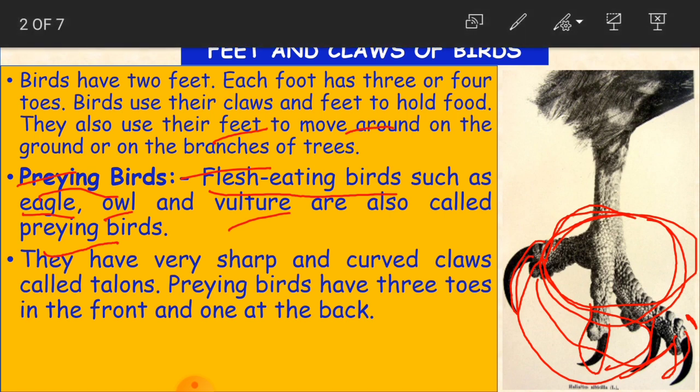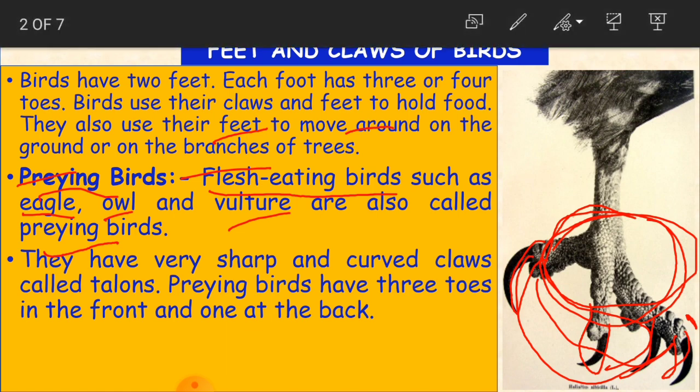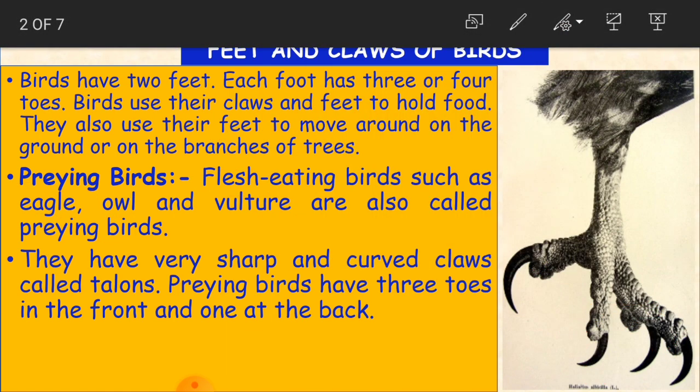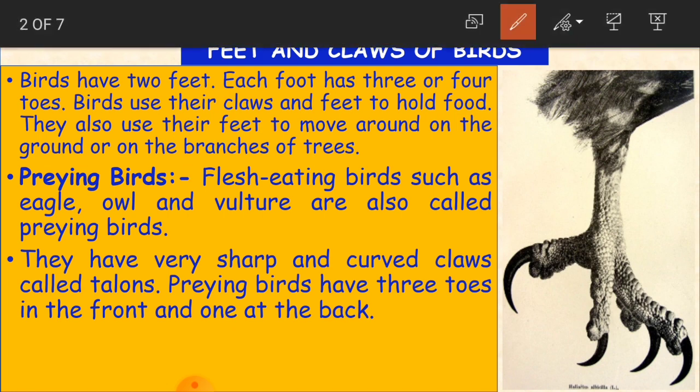Here, children, this is the claw of this preying bird. You can see it in the picture here. So how are they, children? They are very sharp and curved, and we call these claws talons. Okay, and preying birds have 3 toes in the front and 1 in the back.